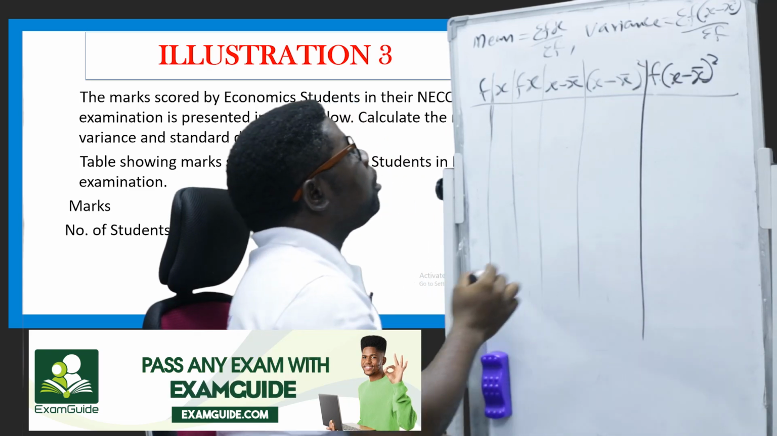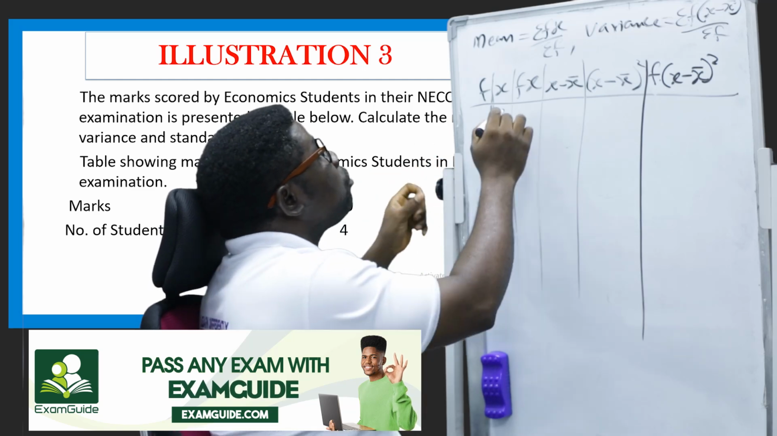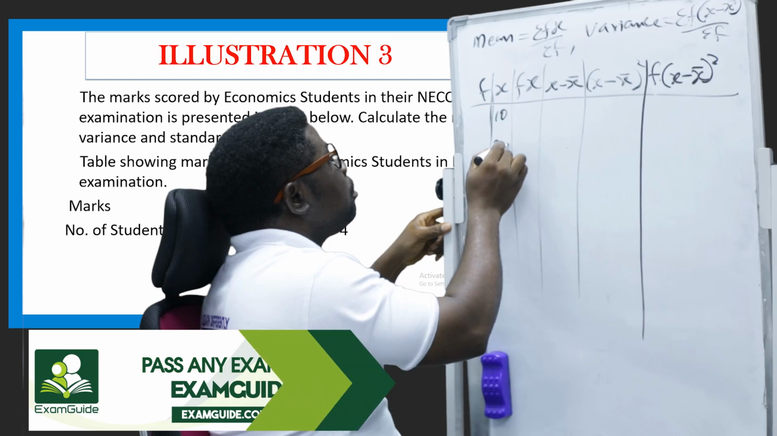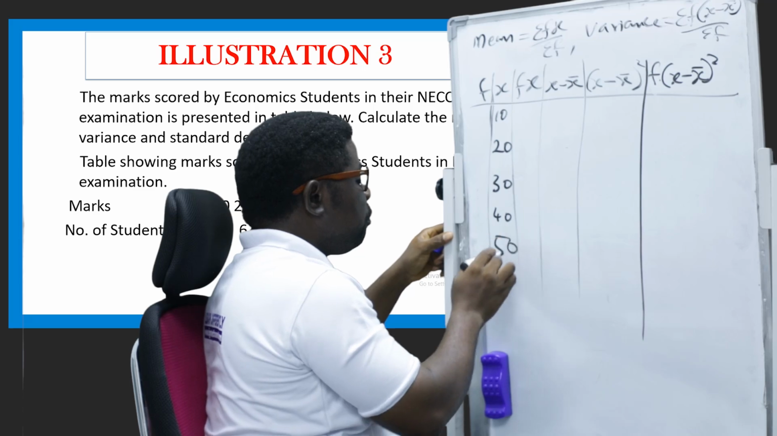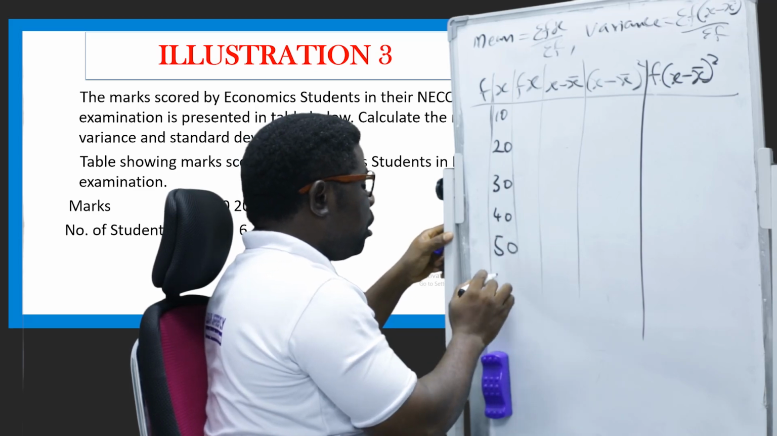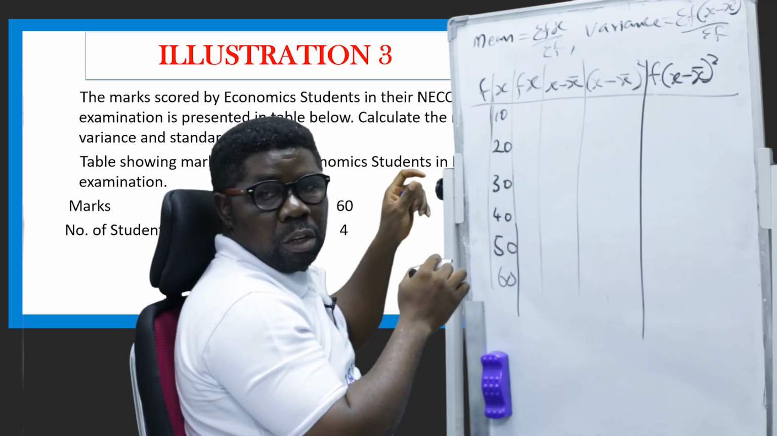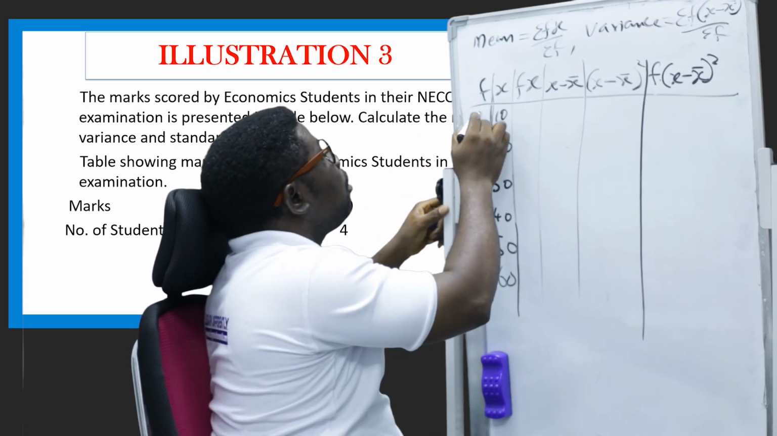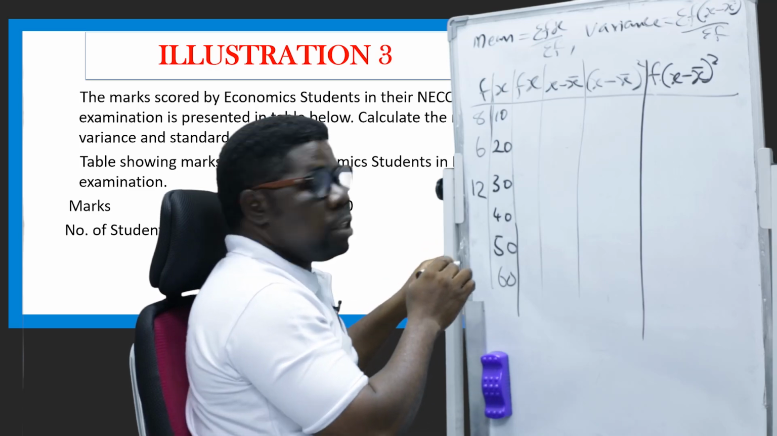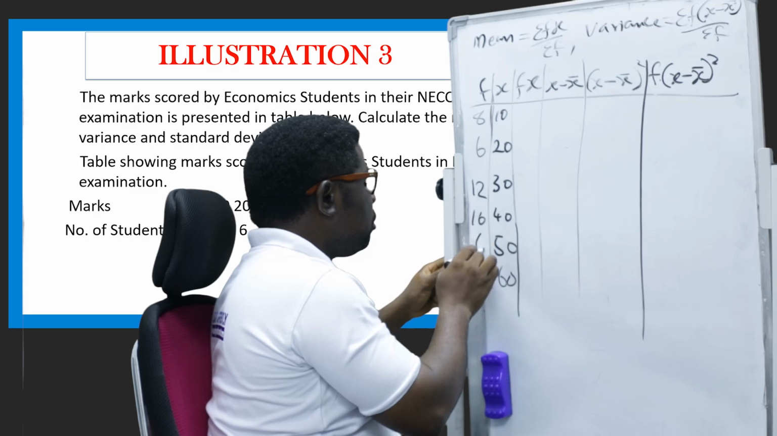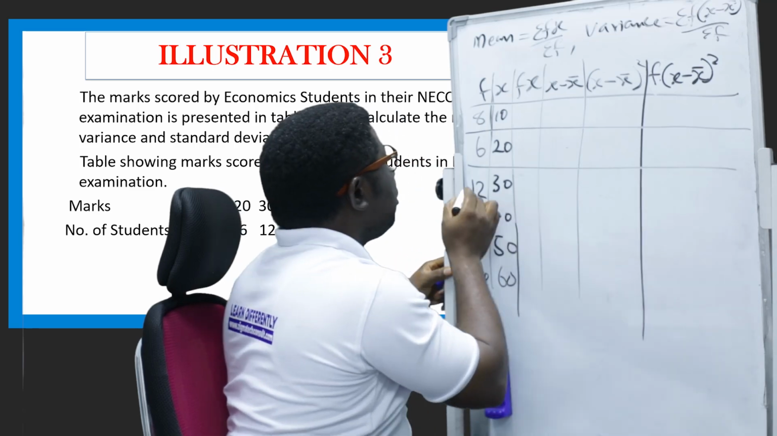So this is our f, okay? Let's put our x first. So x is 10 to 60. So I have 10, 20, 30, 40, 50, and 60. So our f follows through 8, 6, 12, 18, 6, and 4. So we divide our line adequately well.